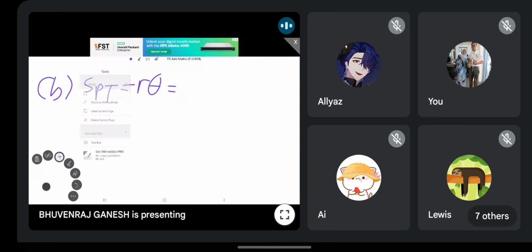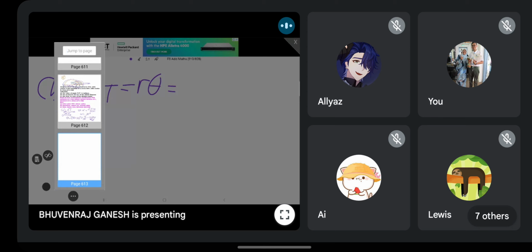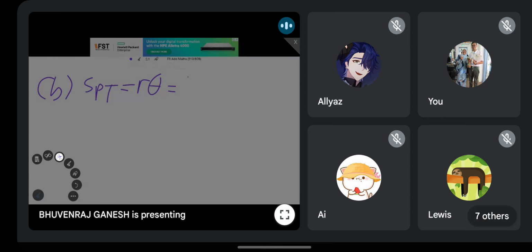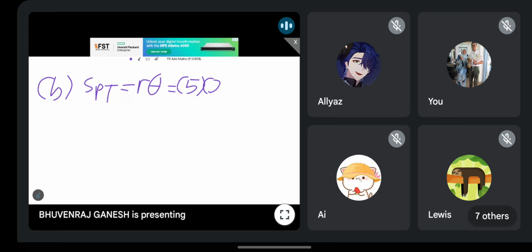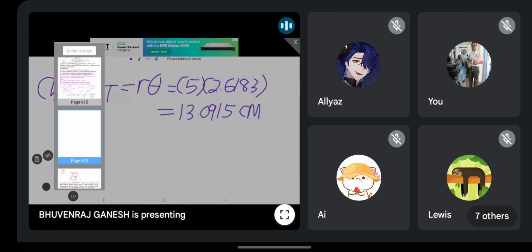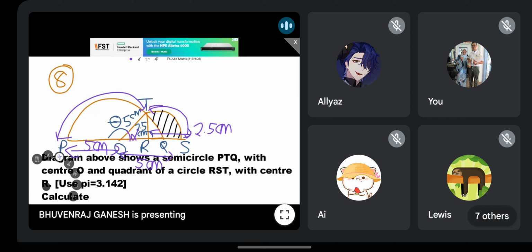So if you refer to the diagram, R is equal to 5, theta is 2.6183. Okay, so you can press calculator, you will get 13.0915 centimeter. And then you can get panjang lengkok, you can get S for this one, panjang lengkok ST.